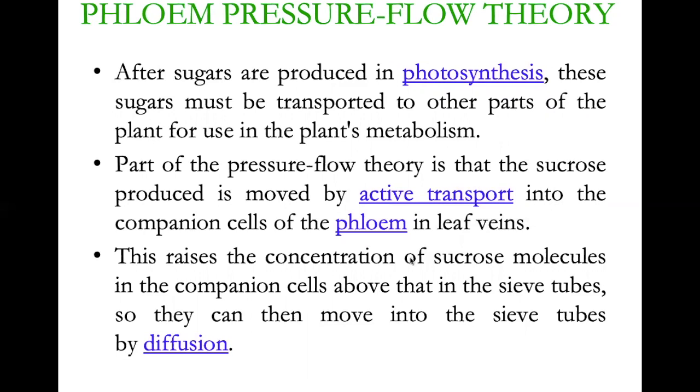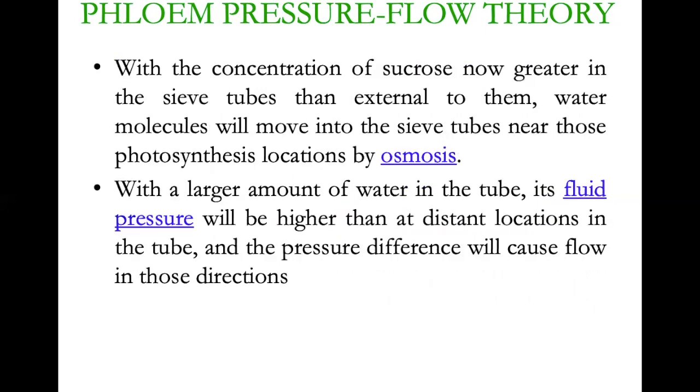This raises the concentration of sucrose in the companion cell. So the companion cell has a high amount of sucrose molecules, and they will enter the sieve tube by the process of diffusion. So this is the second process: the food has reached from the source, that is a leaf, to the companion cell by active transport, and from the companion cell to the phloem inside the sieve cell by the process of diffusion. Now, when the concentration of sucrose is more in the sieve tubes, water will enter the sieve tubes by the process of osmosis. When a large amount of water is in the tube, because of the fluid pressure, the food will be transported inside the tube to a place where the pressure is less.